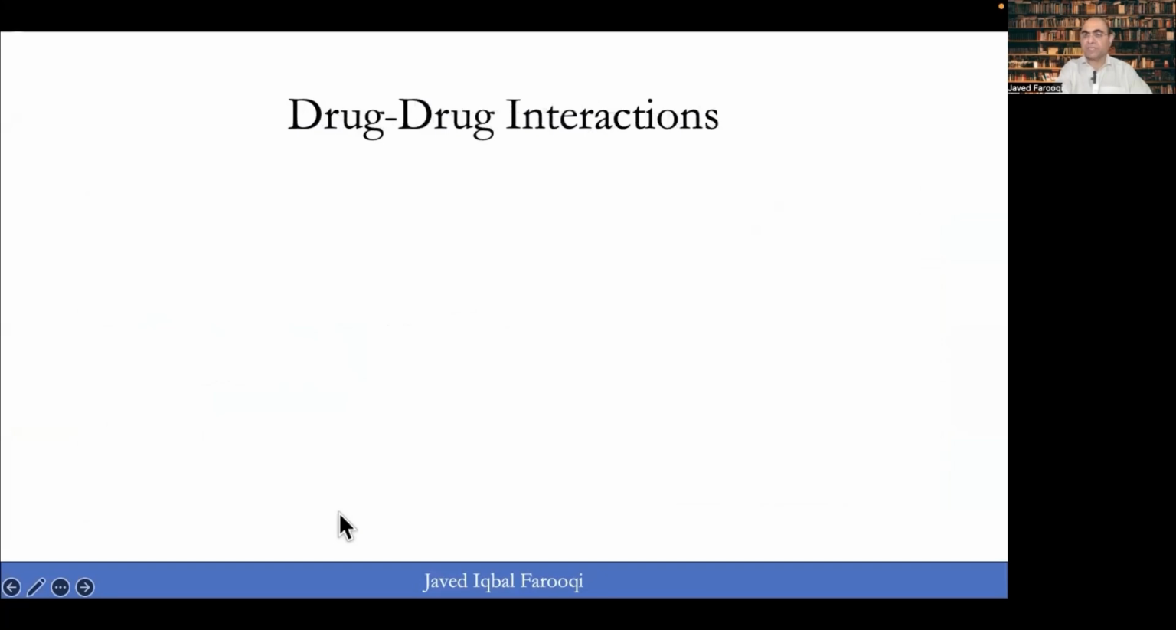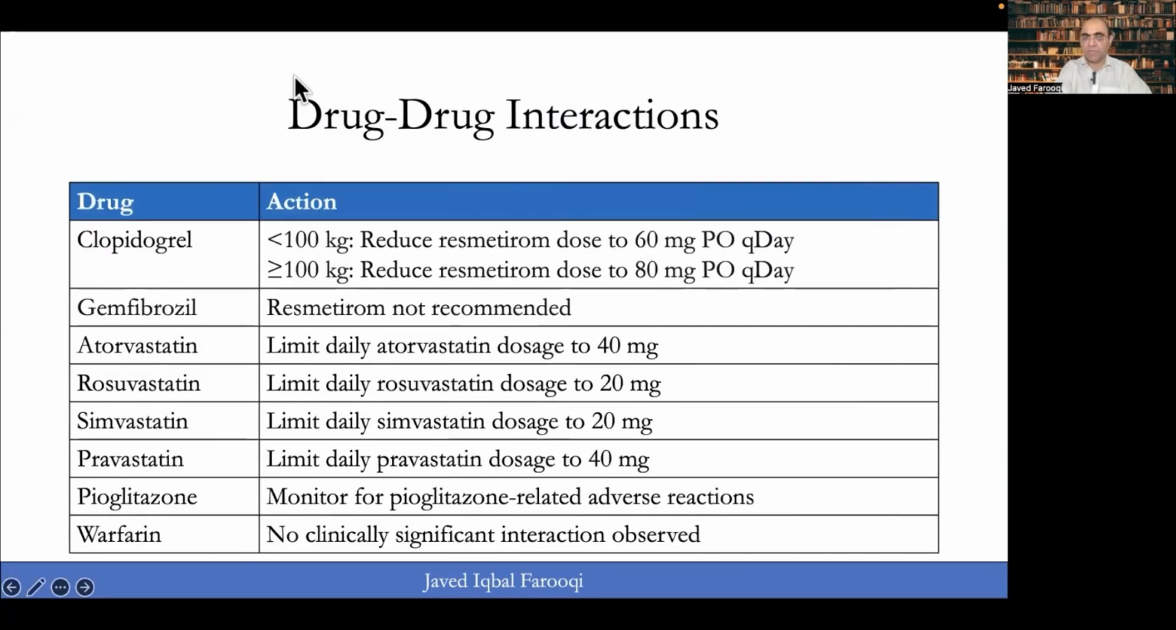What about the drug-drug interaction? A very important point. If the patient is using clopidogrel, because these are metabolic syndrome patients and they may be on these drugs, then in patients whose weight is more than 100 kg, reduce the dose of resmetirom from 100 milligram to 80 milligram.